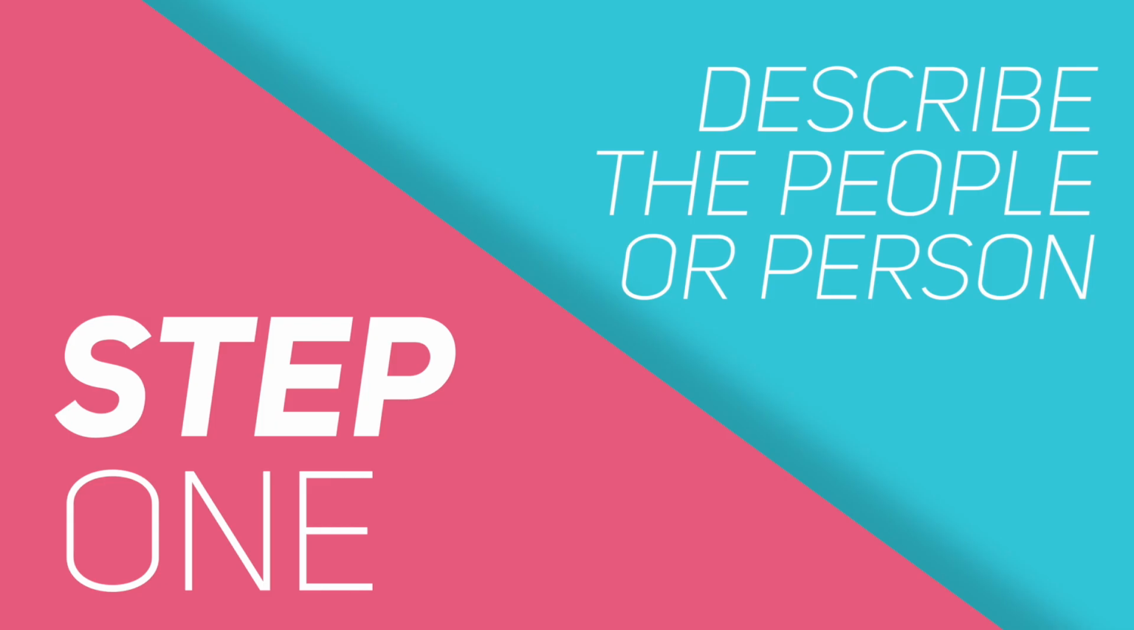Step number 1, you need to describe the people or person. Again, remember the topic is relationships. In order to speak fluently about relationships, you must first start by describing the people or the person.